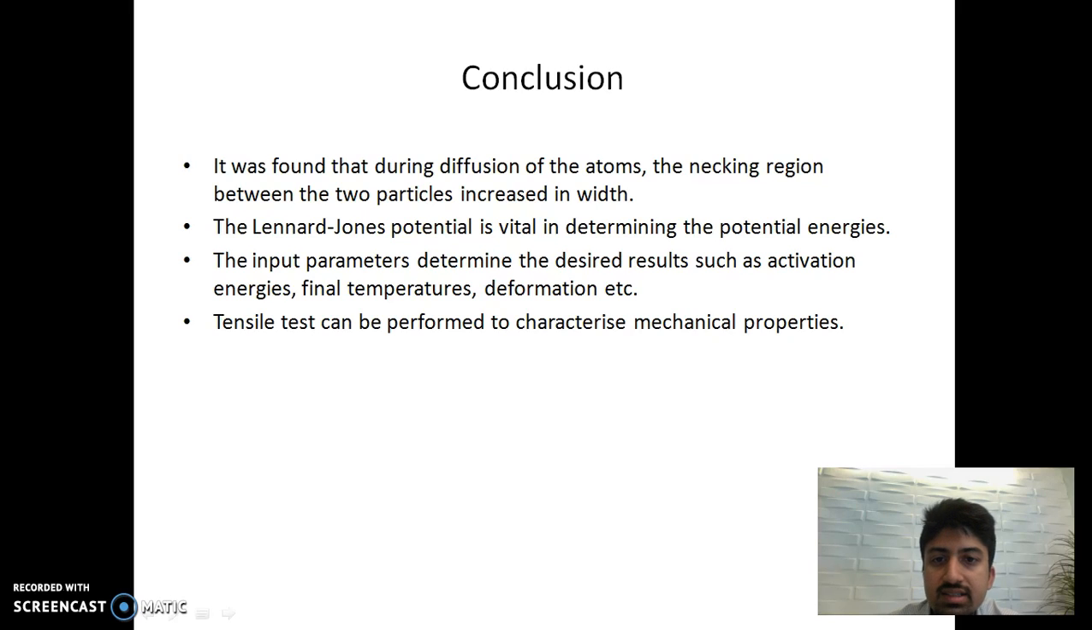Also, tensile tests can be performed using molecular dynamics to characterize mechanical properties of a product, like a manufactured product.